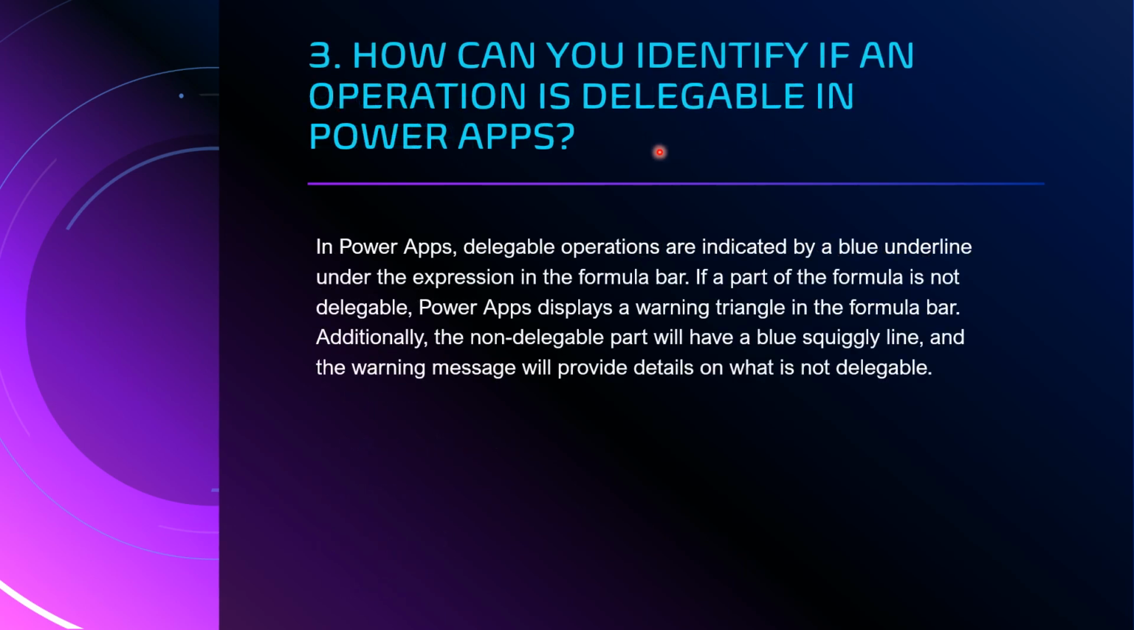How can you identify if an operation is delegable in Power Apps? In Power Apps, delegable operations are indicated by a blue underline under the expression in the formula bar. If a part of the formula is not delegable, Power Apps displays a warning triangle in the formula bar. Additionally, the non-delegable part will also have a blue squiggly line, and the warning message will provide details on what is not delegable.